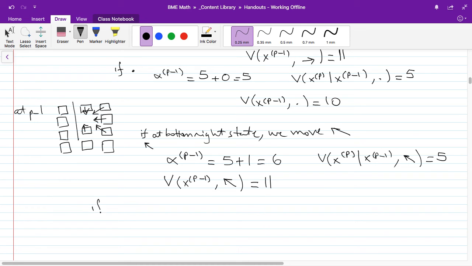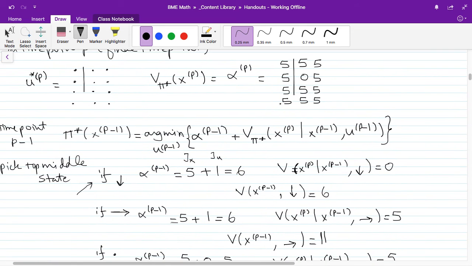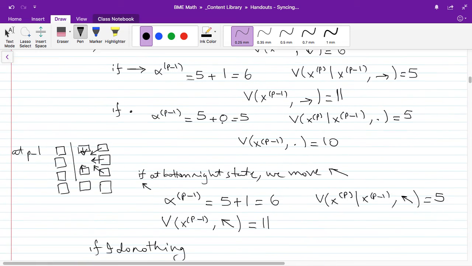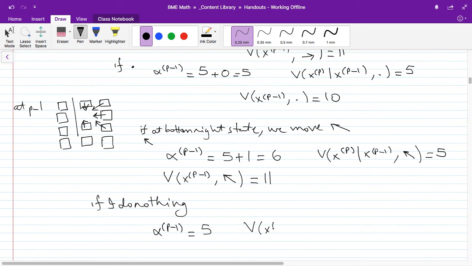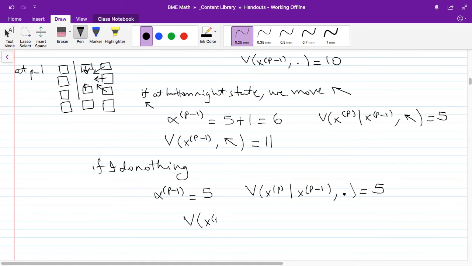What if I do nothing? Then my cost is just the cost of being in that state, 5. And I'm going to stay here. What's the value of that state if I don't move? It's 5. So the value of x of p minus 1, given that I did nothing, is 5. So if I did nothing, the value of x of p minus 1 with this action is 10. That's better. Therefore, my best policy here is to do nothing.